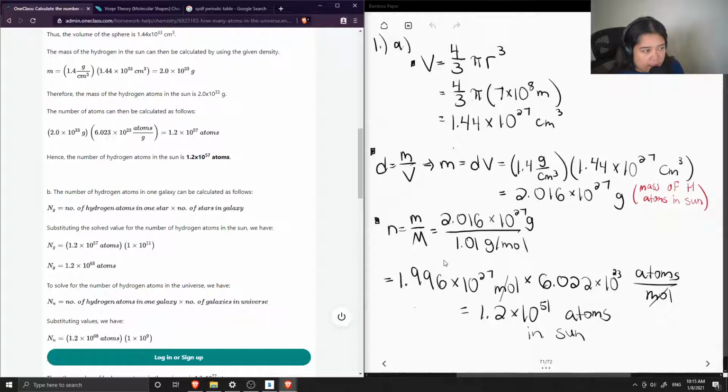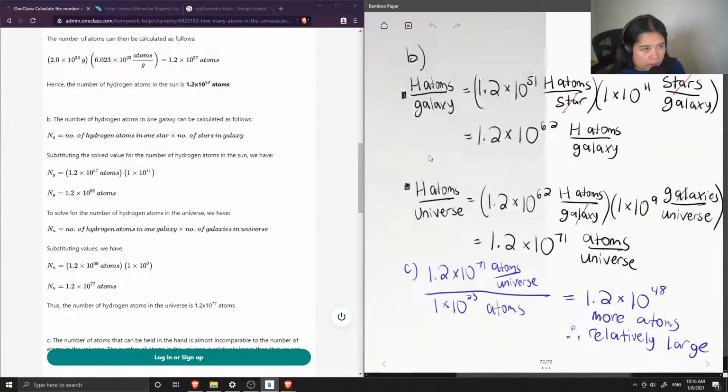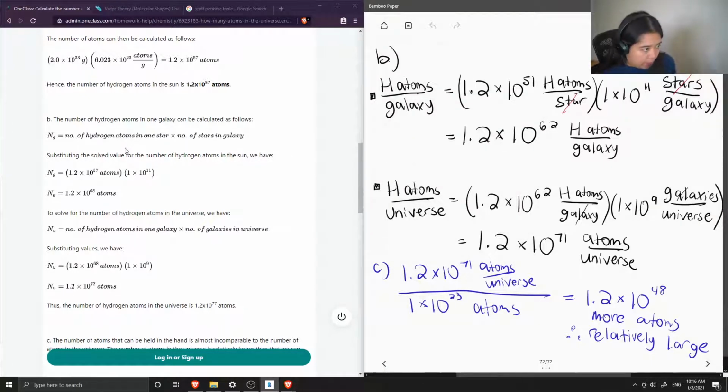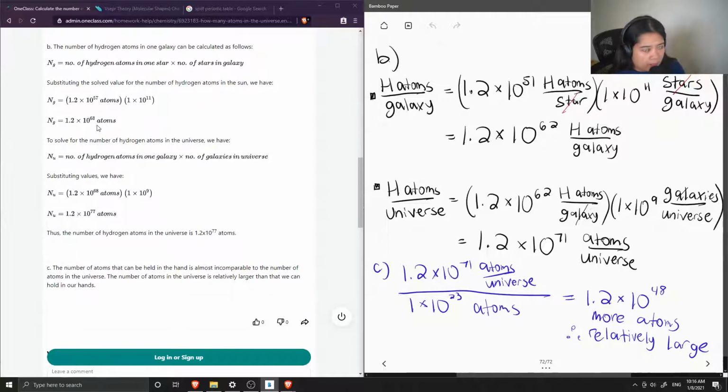But you can see that even though they forgot this step, by dividing by the molar mass of hydrogen, which is pretty much just 1, they get a similar value. But even then, it's a bit off because of the exponent. But still, I'll take note of that as well. So then for part B, they calculate the number of hydrogen atoms in one galaxy. So they multiplied 1.2 times 10 to the 57 in their case, times 1 times 10 to the 11 to get the number of atoms in a galaxy.